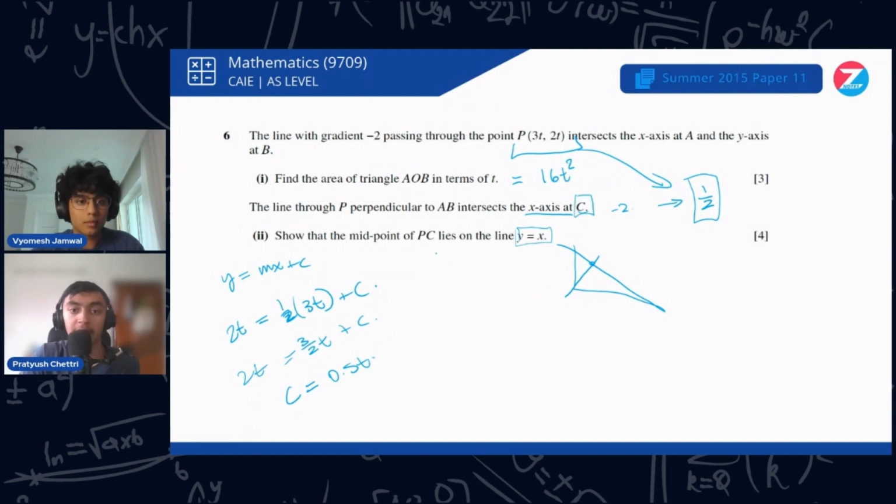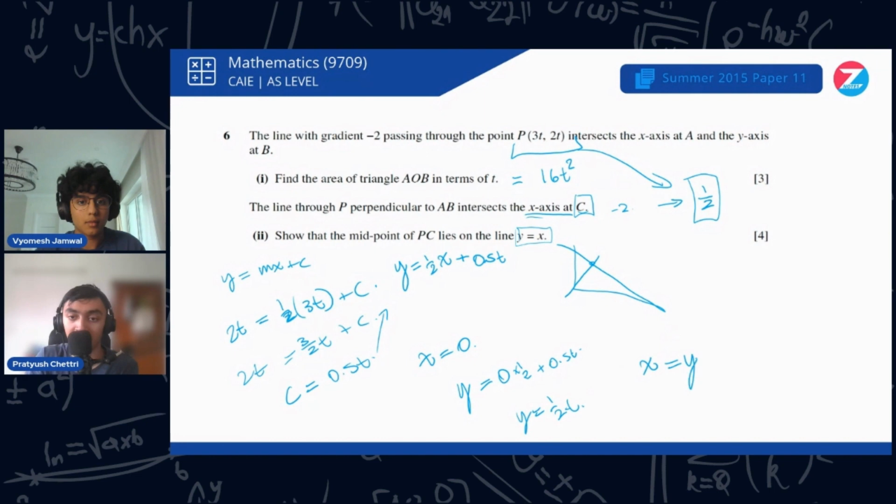Show the midpoint of P to C. So when x equals 0, our line is y equals half x plus 0.5t. And when x equals 0, y is equal to 0 times half plus half a t. So y is equal to half a t. So if x equals y, then on the line. By the way, it's talking about the x intercept. Oh, y is equal. My bad. Thank you. Skill issue.